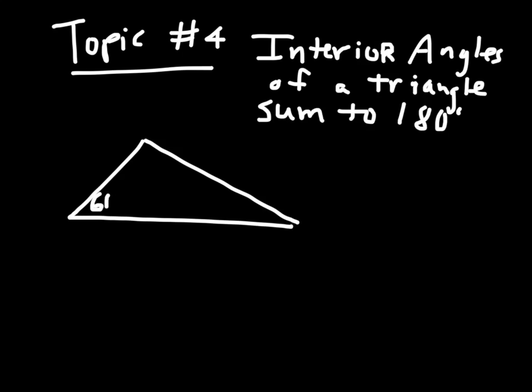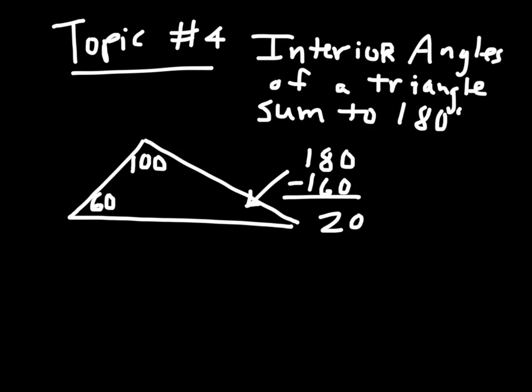If this was 60 degrees and this angle here was 100 degrees, you might want to find out some information about another angle in the picture. So in this particular case, so far we've got 160 degrees. The last angle would have to be 180, take away the 160. So the missing angle would be worth 20 degrees.